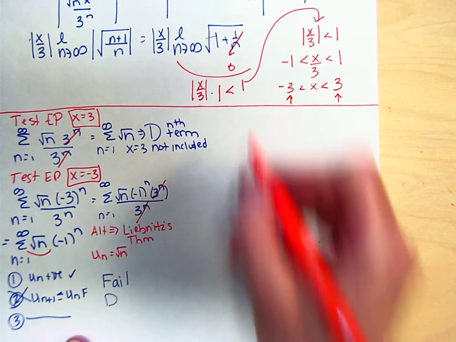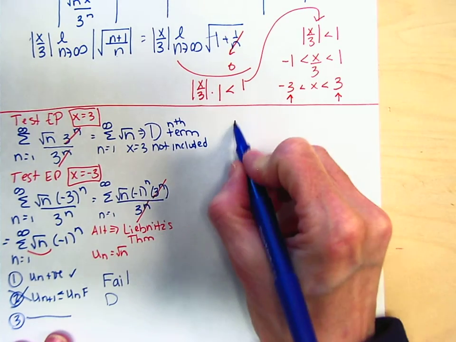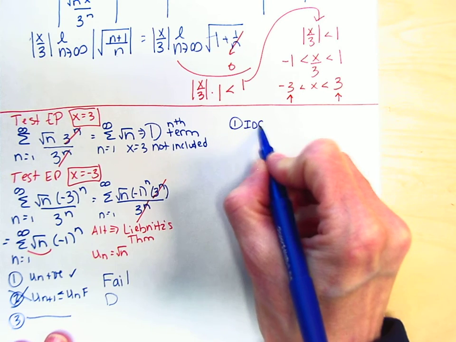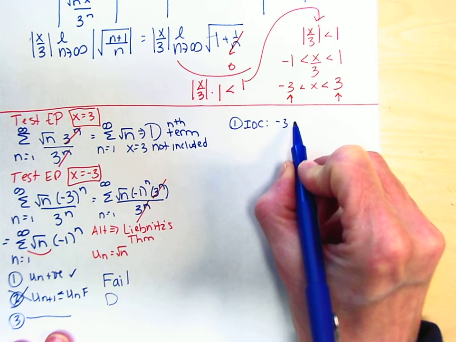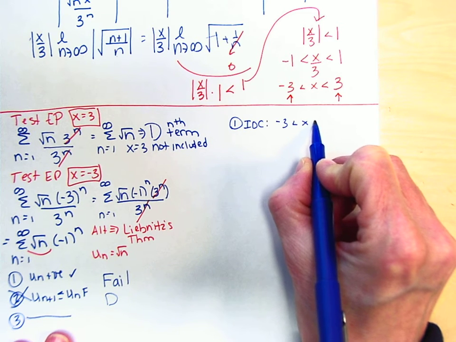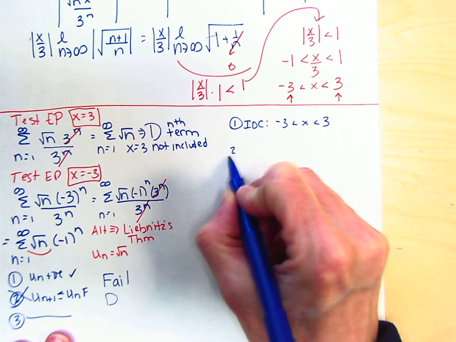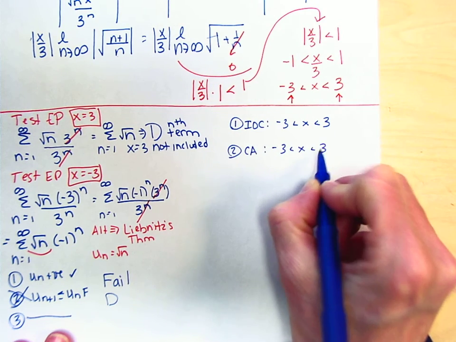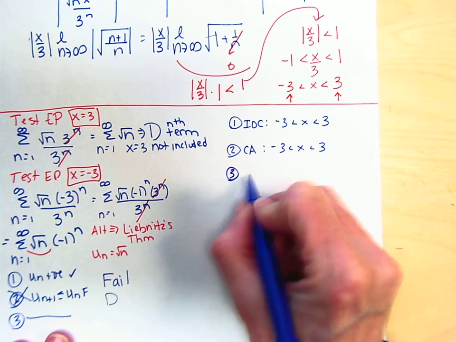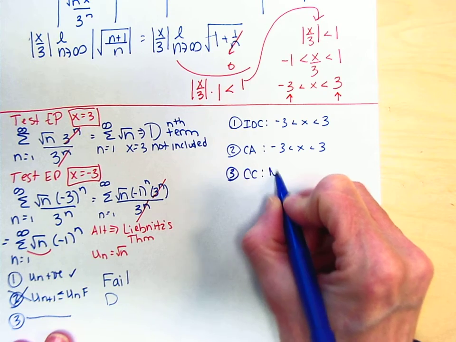So in summary, for our problem, our interval of convergence is actually what we ended up with from the ratio test, negative 3 less than x less than 3. We converge absolutely on the same interval, and we converge conditionally nowhere.